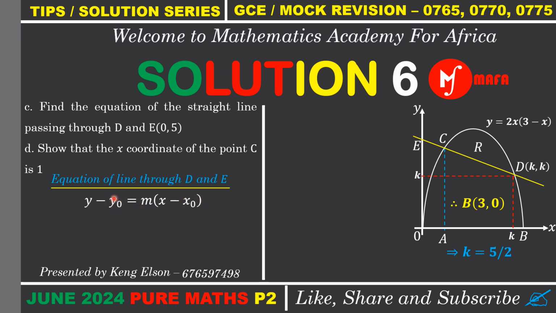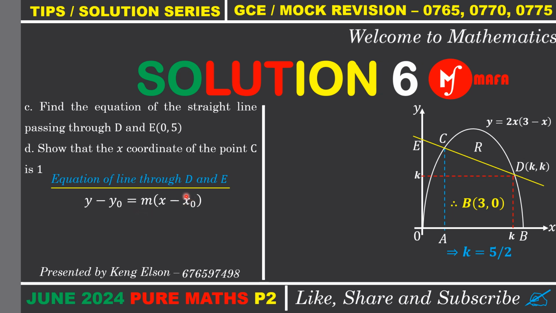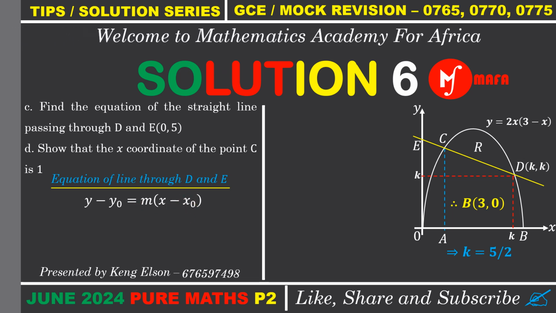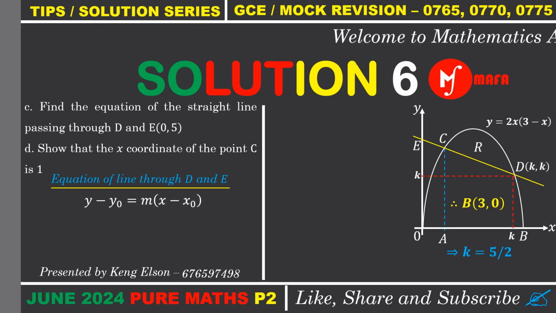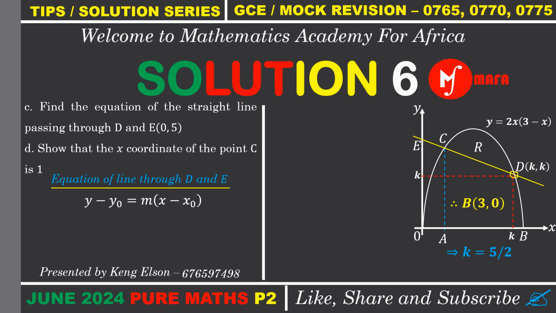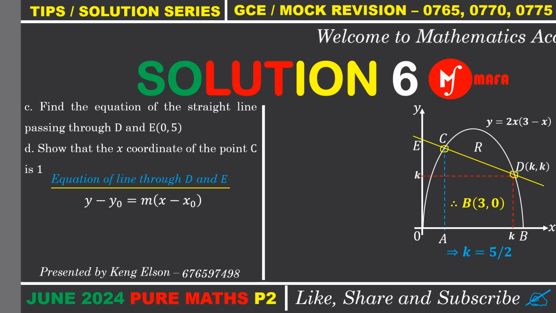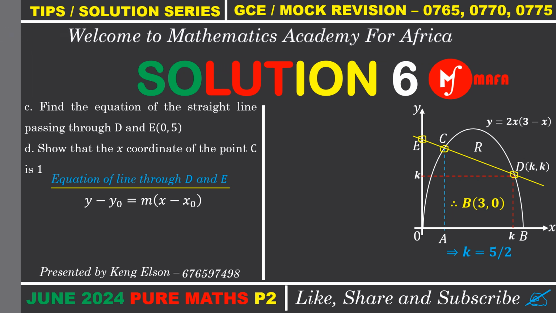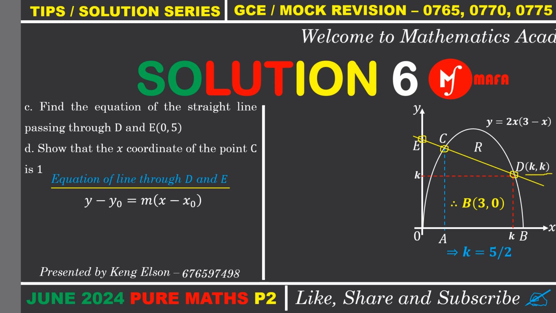So y0 is the y coordinate of any point on the line, and x0 is the x coordinate of that same point on the line. For example, we have 3 points on this line. We have the point Z, the point C, and then the point E. Since we don't know the coordinates of the point C, but we know the coordinates of the point D and the point E, we could use any of them.